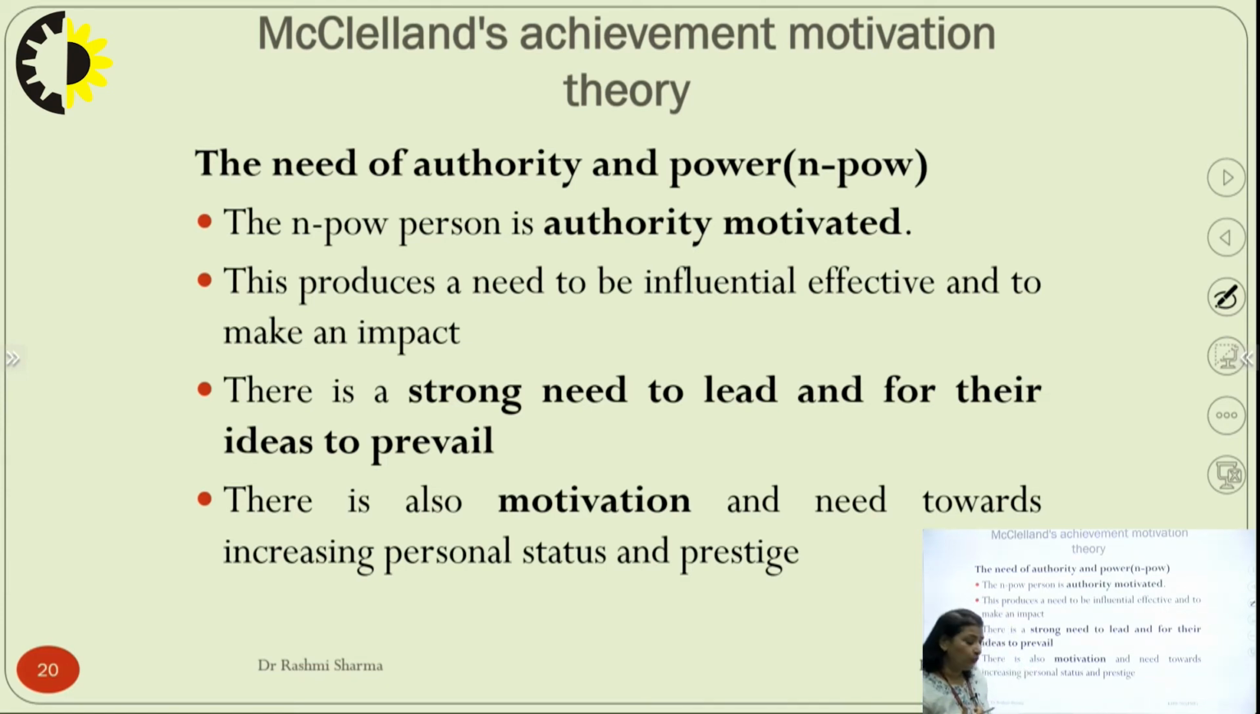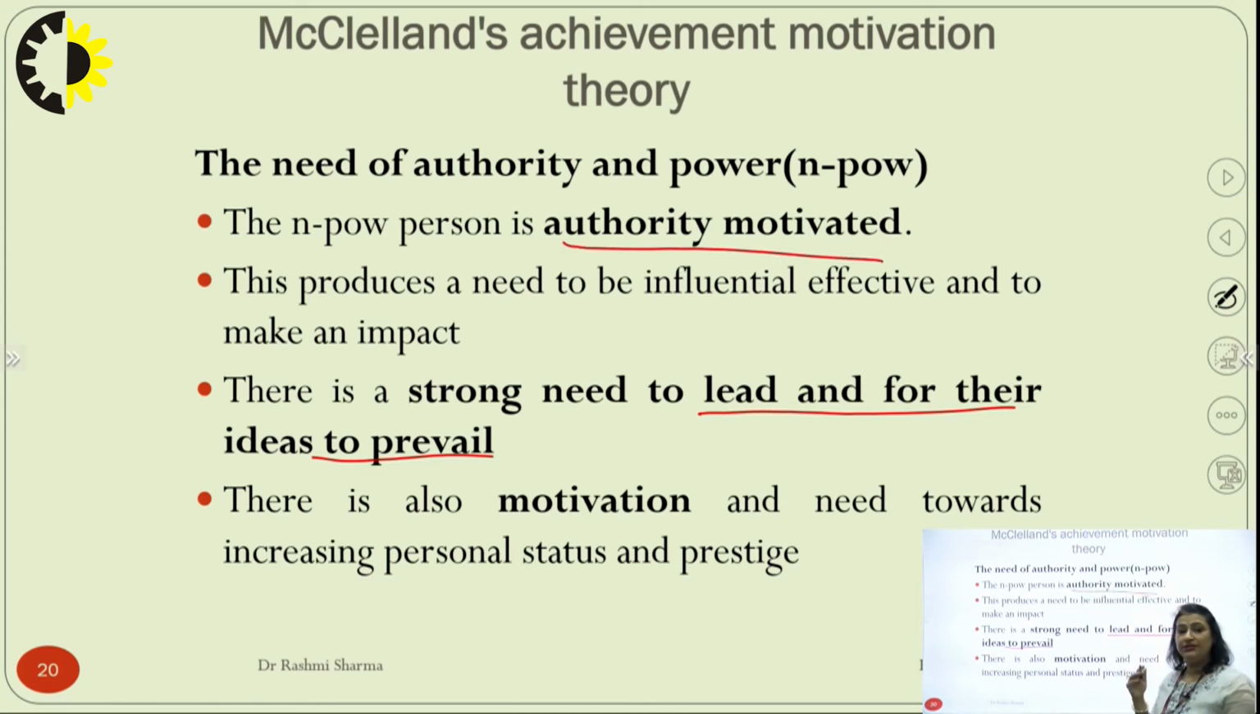The persons who have this need for power are usually people in the army, in the police, or IAS officers, or they can be politicians, because they want the public to be under their control, and the public should follow them. So they are authority motivated. They want that authority, and they have a strong need to lead and for their ideas to prevail. They don't expect anybody to deny the idea or the solution which they are telling. So they are strongly authority motivated. These are some of the things which are written in the bold that define that particular need.